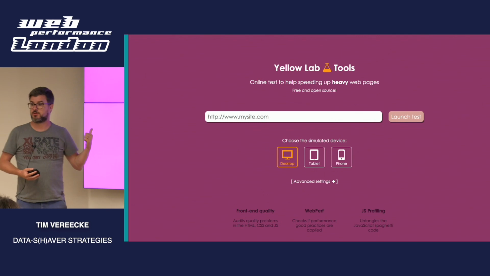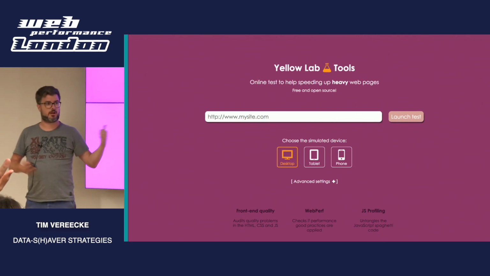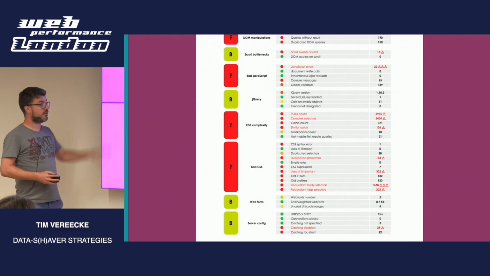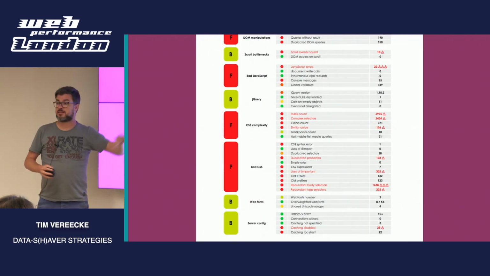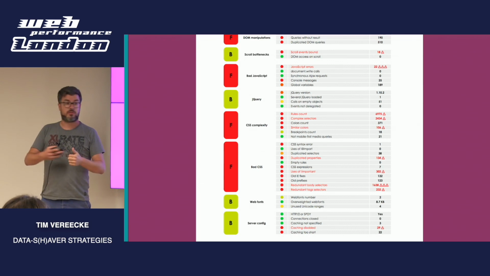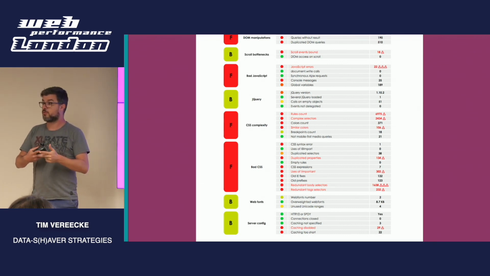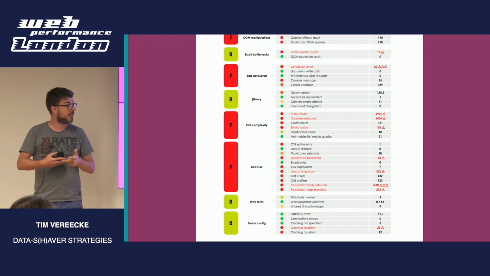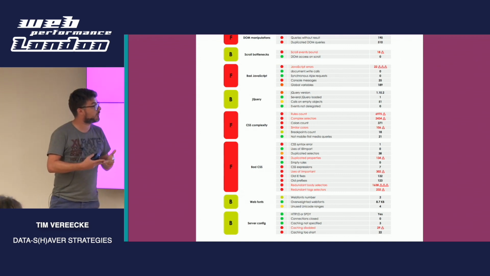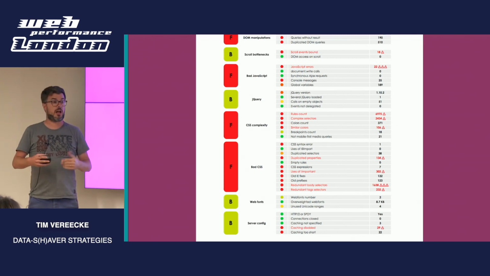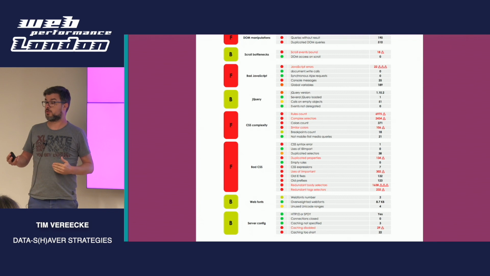Who knows this tool? Yellow Lab? Awesome. So it's a nice tool, it's free. What it does is you put in your website and it gives you a lot of ratings. Like, did you use duplicate CSS selectors? Did you use too heavy fonts? Where are some image optimizations? What are some, let's say, JavaScript code issues, et cetera, et cetera. Have a look at this, and it can really help you find some bytes and also improve the performance.